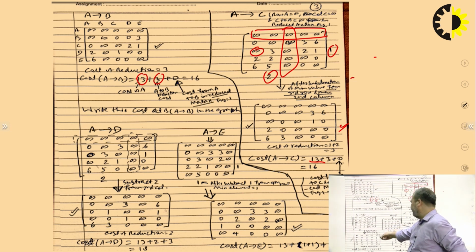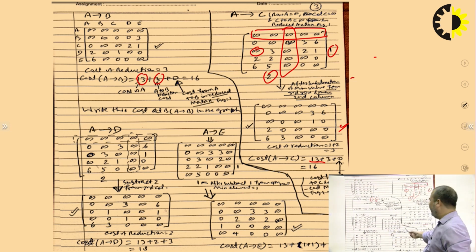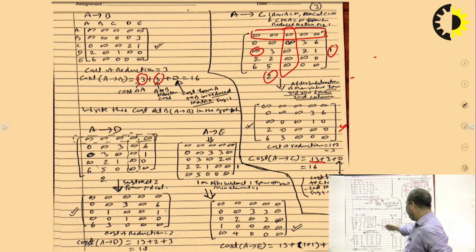So A to D like this. We can see that in the second column there is not even a single 0. Here all entries are infinite, no need. Here 1 zero, here 1 zero, here 1 zero, here 1 zero. The row is already reduced. The second column is not reduced, so we will get the minimum, subtract it, and we will get at least one 0. So this will be the cost.